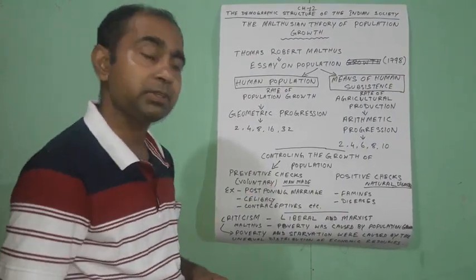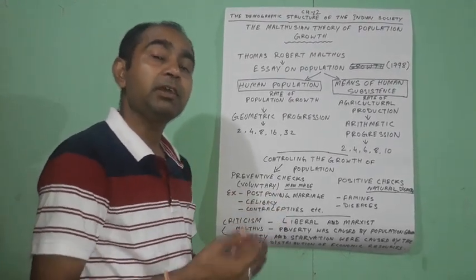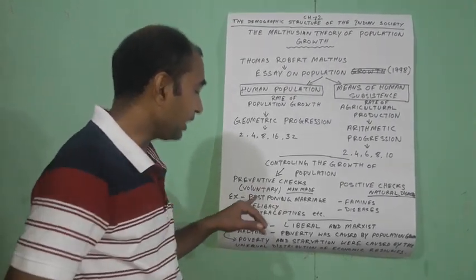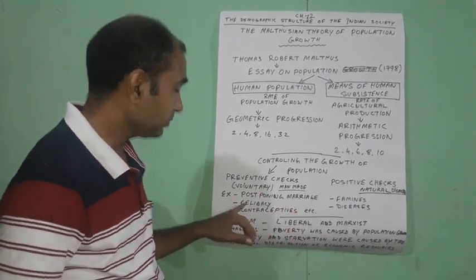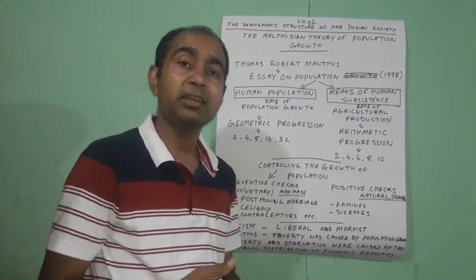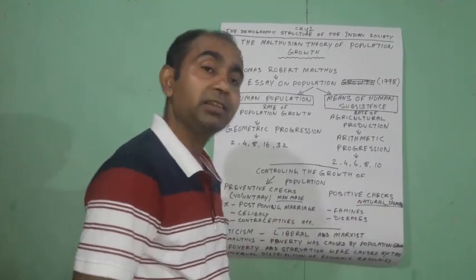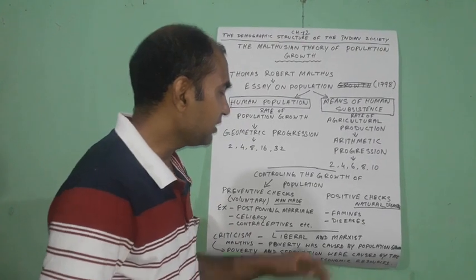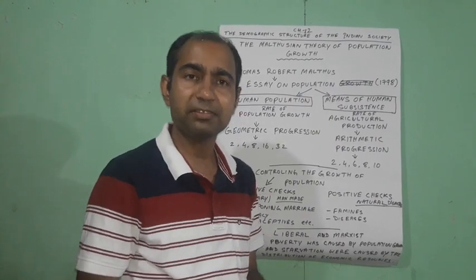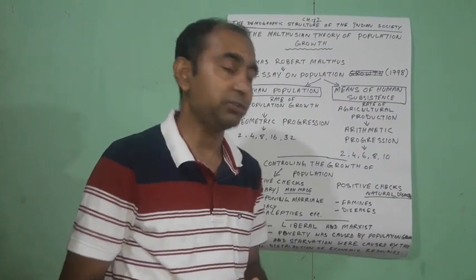What are the preventive checks? Those are voluntary, once again, man-made. That means people can voluntarily do it, for example postponing the marriage, celibacy, and contraceptives, etc. These are some of the measures human beings can take to control the growth of the populations. And the positive checks are the natural disasters like famines, diseases, earthquakes, floods. These natural disasters also control the growth of the populations.